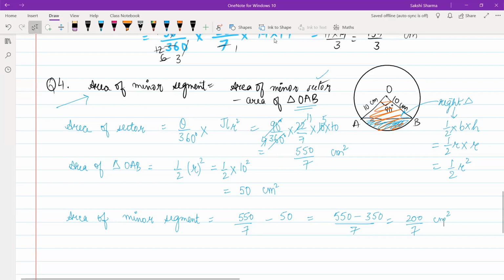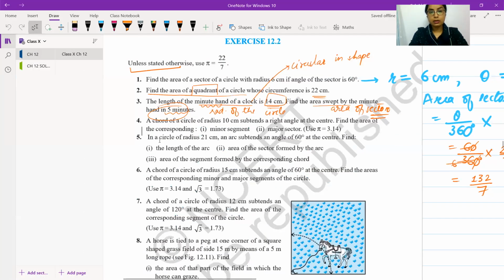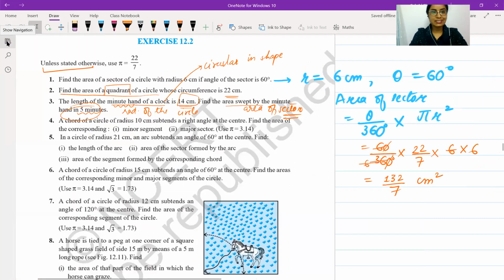No, ma'am. All right, let's take a look at the second part of the question. We have to find out the area. Okay, I have missed this. I had to use pi as 3.14. Let's work out the answer again quickly.